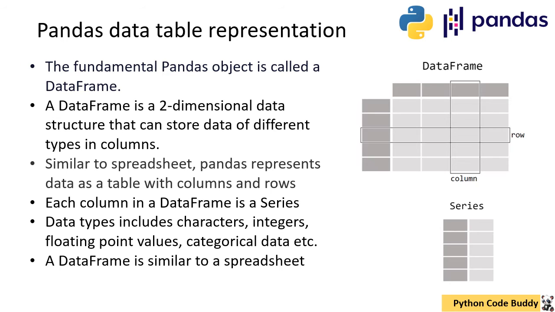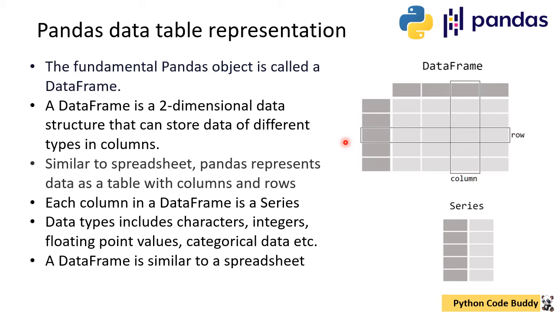Okay, now we come to the fundamental pandas object, which is called a data frame. Now, a data frame is a two-dimensional data structure that can store data of different types in columns. So now if you just see this part, this is a data frame, and it's a two-dimensional structure. So hence it has got columns here, as you can see, and it has got rows. And it is very similar to a spreadsheet, like Excel spreadsheets, which we are all familiar with.